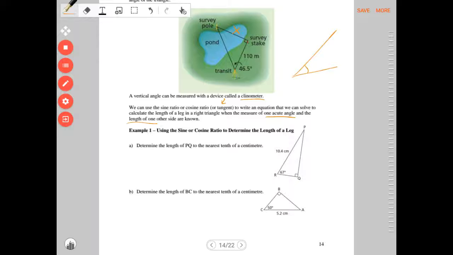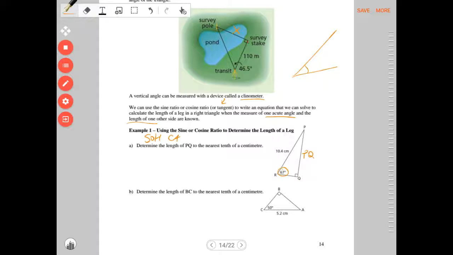Determine the length of PQ to the nearest tenth. So PQ is this guy. We can call it X if we really want, or just leave it as PQ. It doesn't matter. Okay, so look, they give us 67 degrees. Because they gave us that one, we can use that to solve, or just use our SOHCAHTOA.